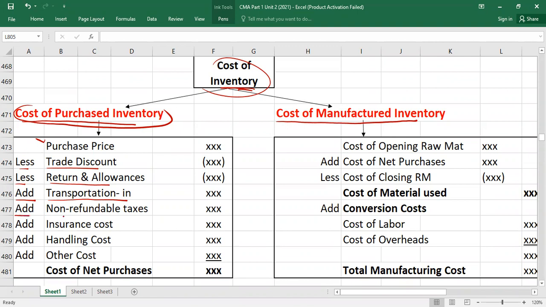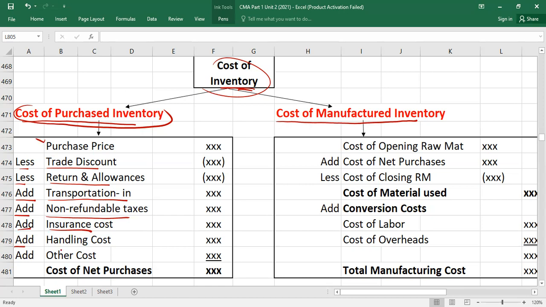Then you have to add non-refundable taxes, not the refundable ones. If you paid some kind of VAT, value added tax, which is refundable, that is not going to be added here. You have to add any tax which is non-refundable. You have to look for the word non-refundable. Because this tax is not going to be reimbursed to you, obviously it is your cost. Then what extra items might you have? You might have insurance cost also, during transit.